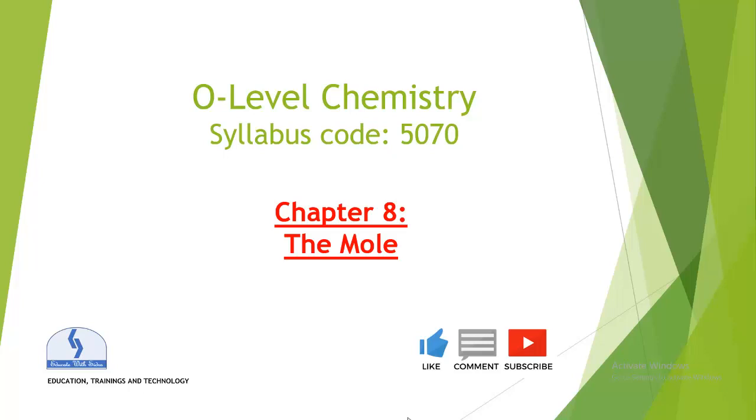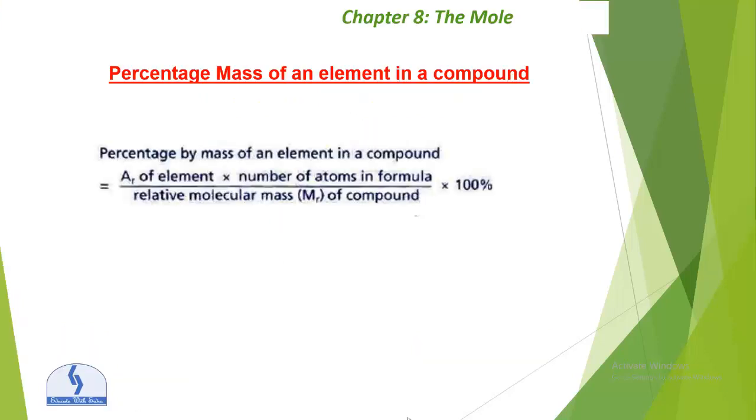So let's start the video. Now we are doing the percentage mass of an element in a compound. The percentage by mass of an element in a compound is equal to the relative atomic mass of an element multiplied by the number of atoms in the formula, the whole divided by the relative molecular mass of that compound, multiplied by 100. This is the formula, you have to memorize this.